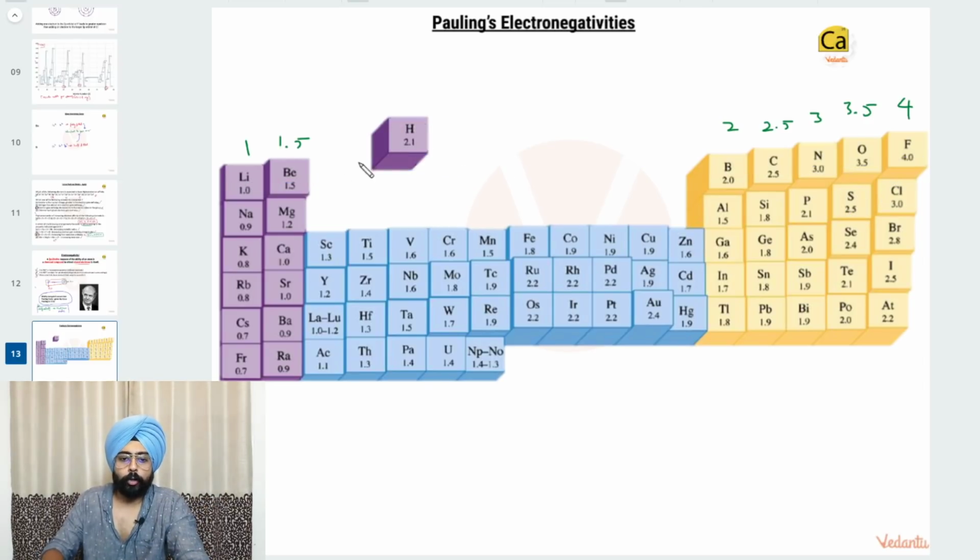Now, how do you remember this entire period? Can you see the pattern? Start fluorine from 4, decrease by 0.5, decrease by 0.5, and so on. दिख गया? ठीक है. So if you go in the opposite direction, तो आपका increase by 0.5 आ जाएगा. Increase, increase, increase, increase, increase.